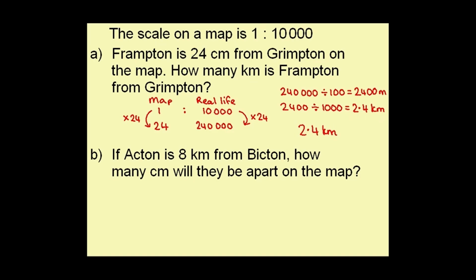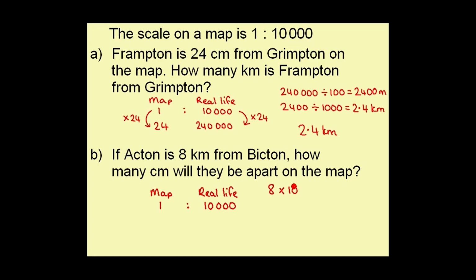So the answer to the question is 2.4 kilometres. For part B, I start in the same way by setting up the ratio. Now I'm told that Acton is 8 kilometres away from Bicton in real life, and I want to know how many centimetres they will be apart on the map. I've got to change my unit here because this is kilometres and this is centimetres.